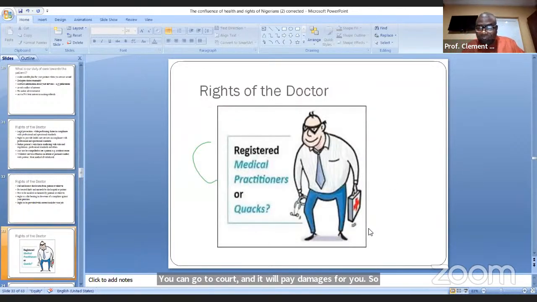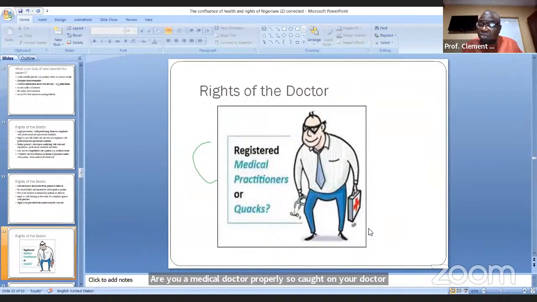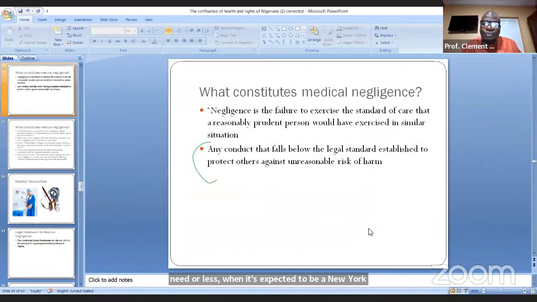Now, I ask a question. You can see the picture there. Are you a medical doctor, properly so called, or are you a quack? If you're a doctor, you're not registered with the medical council, or you don't renew your license when it's expected to be renewed, you're a quack to that extent.